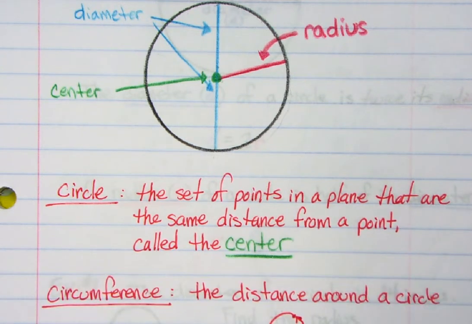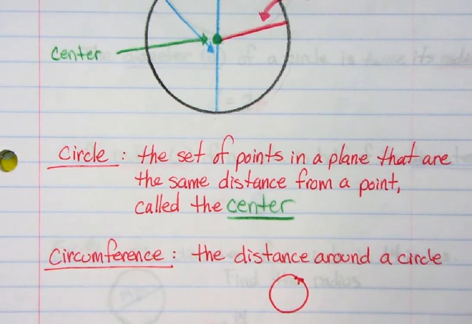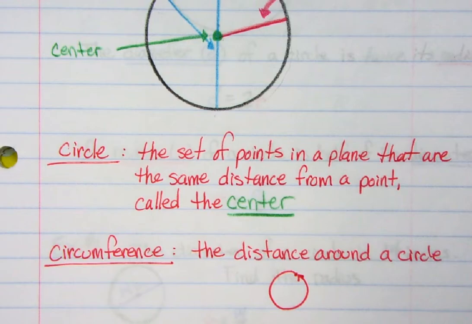Next, circumference. That's the distance around a circle. Very similar to the perimeter of a rectangle or some kind of sided shape. When this doesn't have sides, it's called a circumference, and we're going to go around it. The distance around is called the circumference.